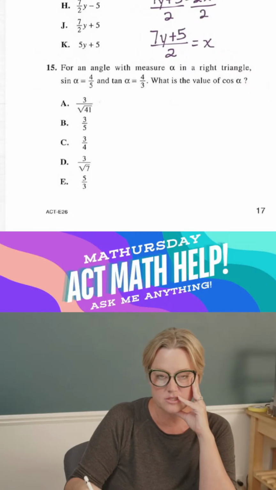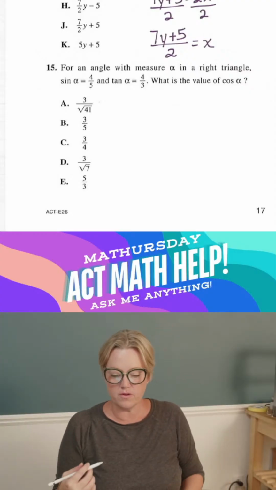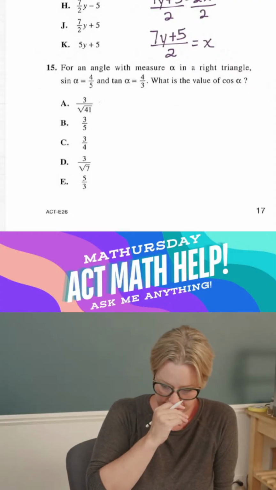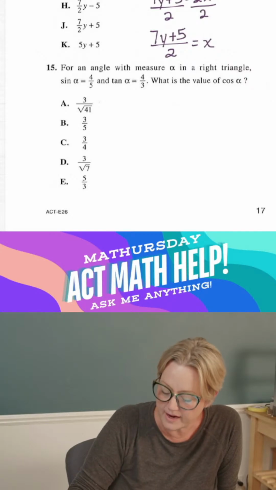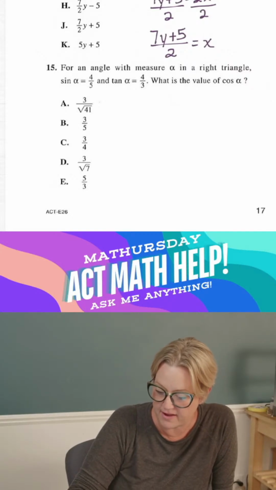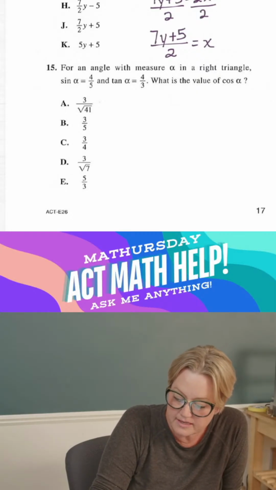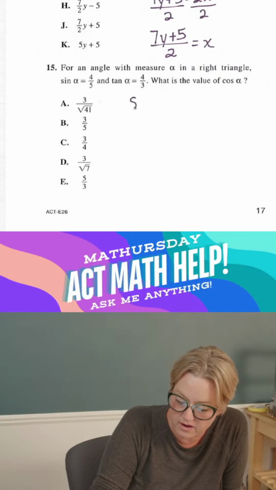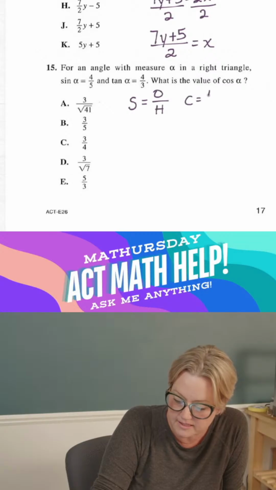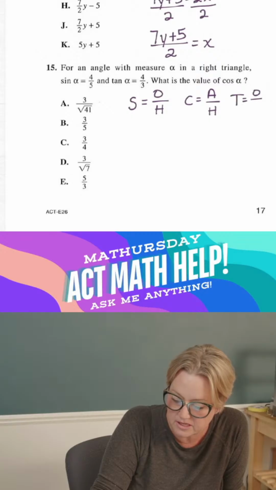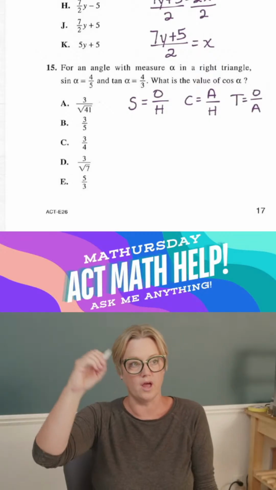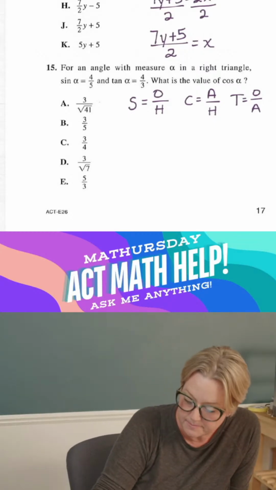Okay, so this question is for an angle with a measure A in a right triangle. Sine A is 4/5 and tangent A is 4/3. What is the value of cosine A? So for sine, tangent, and cosine, we can remember this with SOHCAHTOA. Sine is the opposite over the hypotenuse. Cosine is the adjacent over the hypotenuse. And tangent is the opposite over the adjacent. So that's where the SOHCAHTOA comes from.